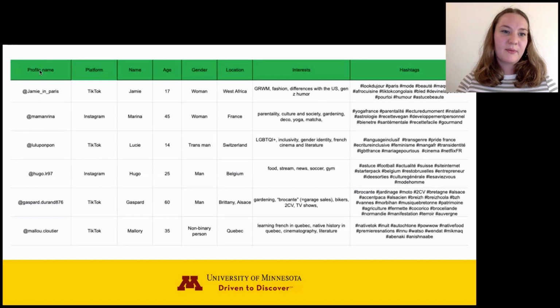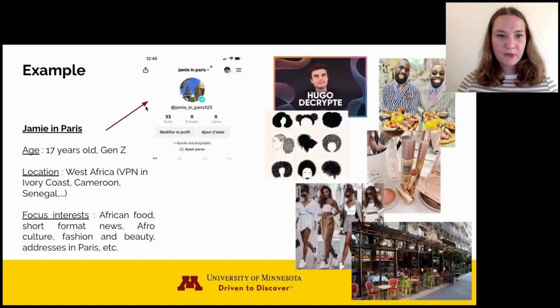So we have the name of the profile, the platform we hang out on with that profile, their name, their age, their gender, their location, interests, and some hashtags that we use at the beginning to inform the algorithm. And I'm just going to focus a little bit more on one example, which is Jamie in Paris. She's a young woman who is 17 years old, and she's from Gen Z.